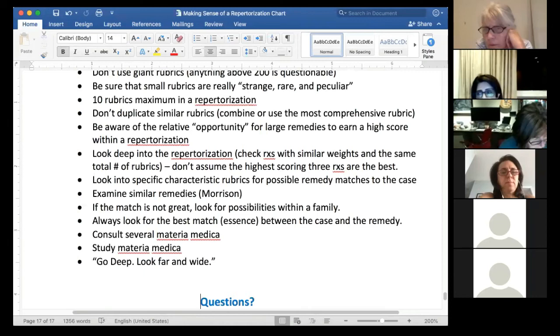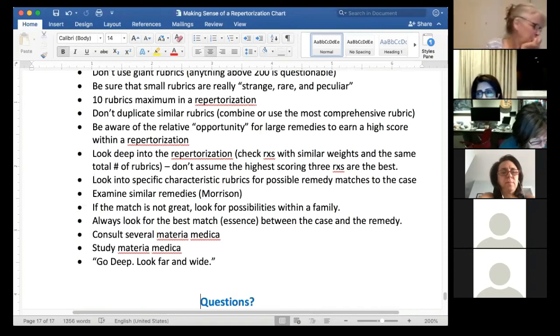Okay. Other questions? So now Barbara's going to get these beautiful repertorizations, right? No more big remedies, no more than 10. Very characteristic symptoms. Okay, any other questions?